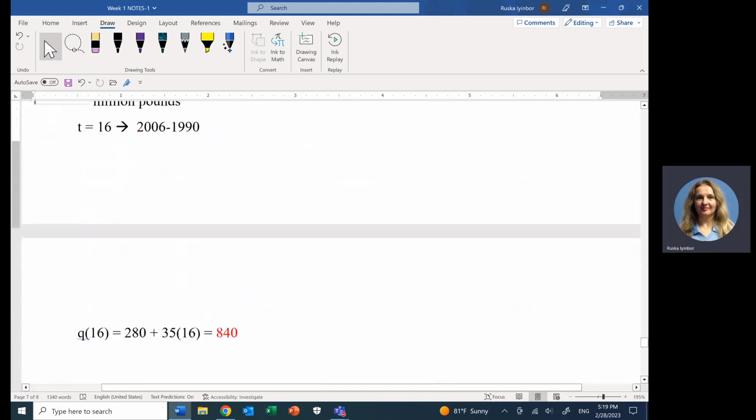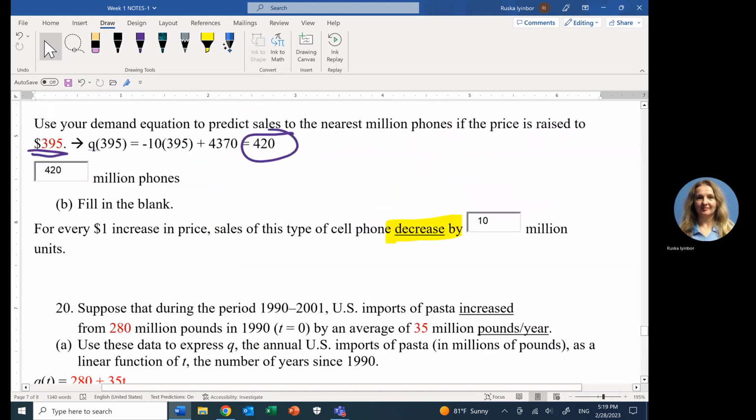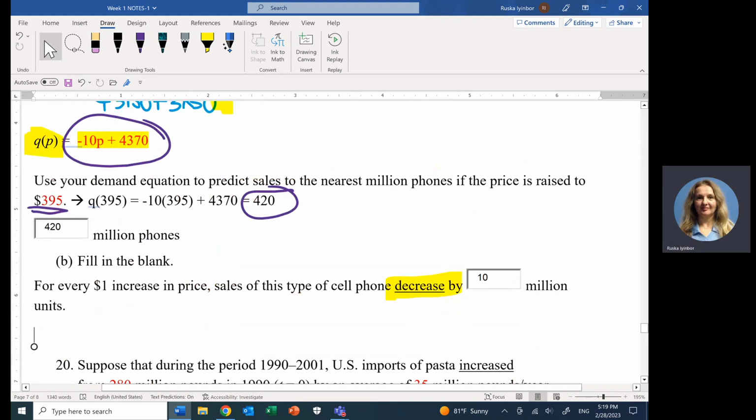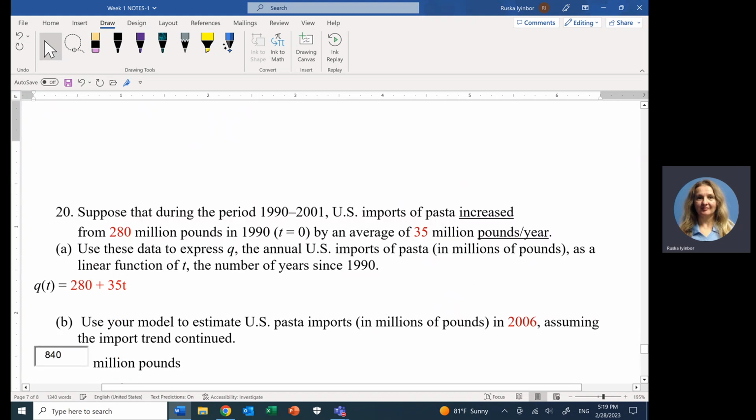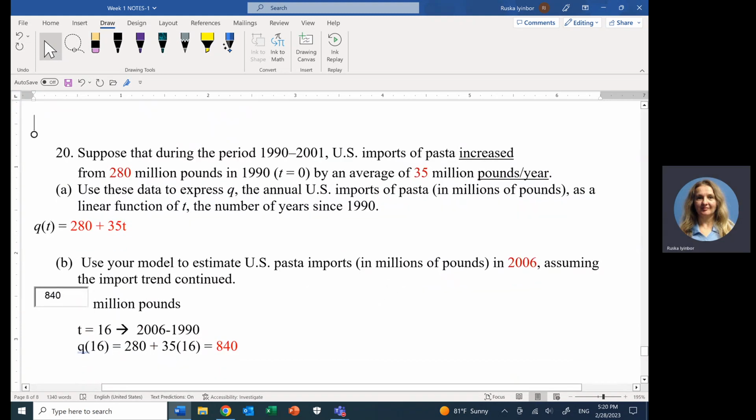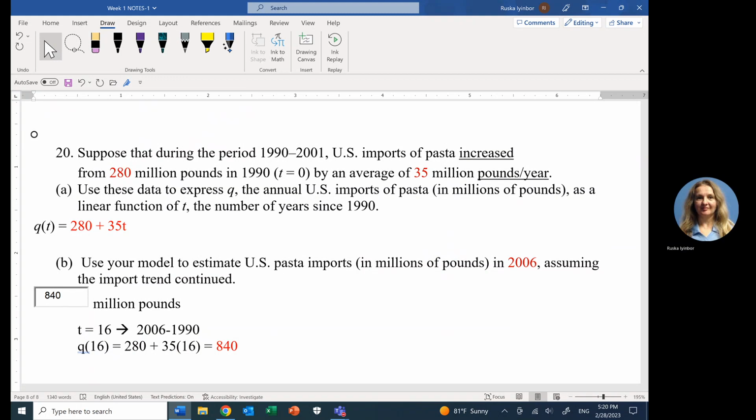We have one more question here. Remember, how much decrease or increase, you get from the slope, the number in front of the p. And then number 20: during the period of 1990 to 2001, U.S. imports of pasta increased from 280 million pounds in 1990, an average of 35 million pounds per year.